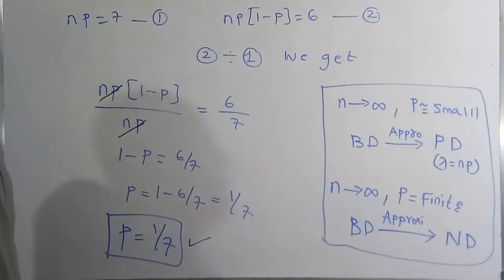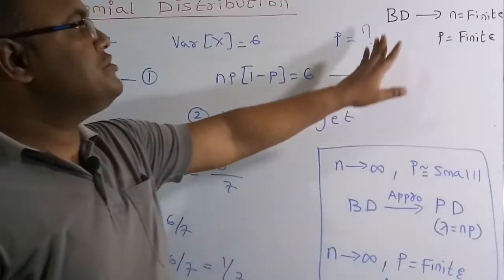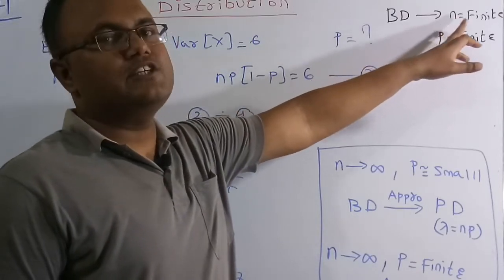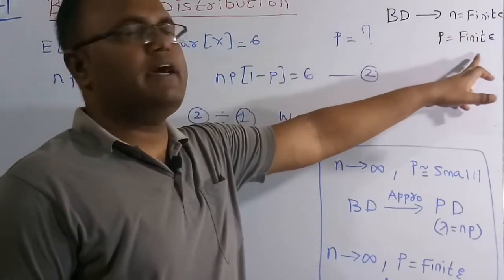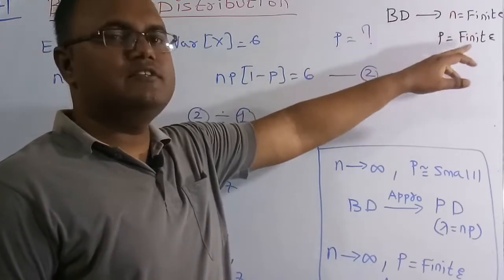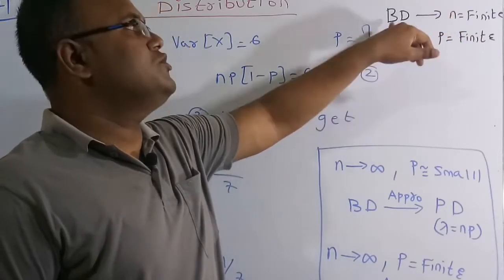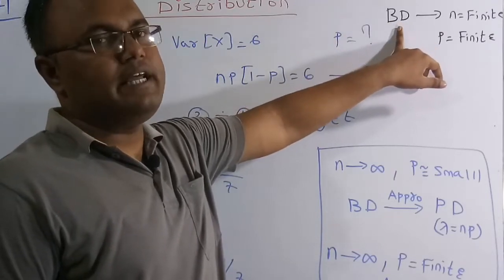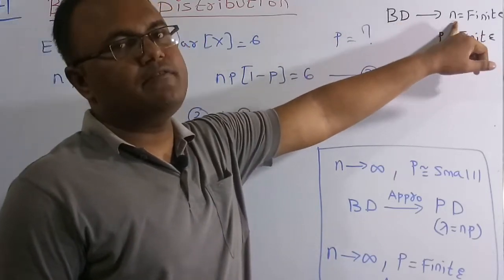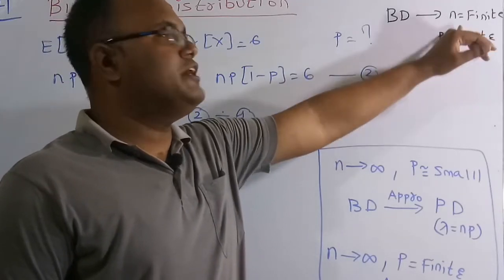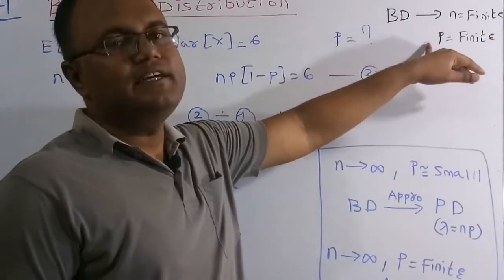See, I have already told you binomial distribution is going to get applied only when the number of trials is finite and the probability of success is finite. If these are the two conditions, then only we have to apply the binomial distribution. So binomial distribution is applied only when the number of trials is a finite value and the probability of success of the event is finite.